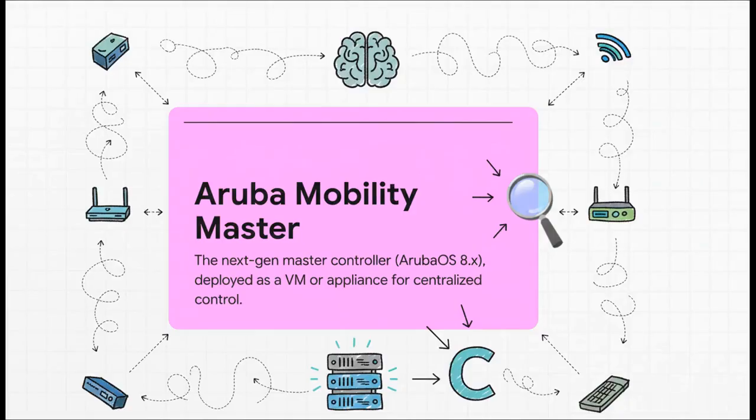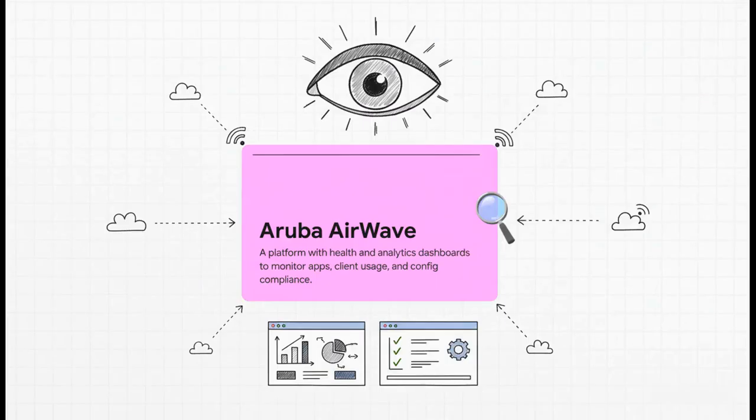So for those big controller-based networks, especially if you're on Aruba OS 8 or newer, the Aruba Mobility Master is the big boss. Think of it as the conductor of the orchestra. It's this high-powered piece of software, usually running as a VM, that sits at the very top and orchestrates everything, giving you one central place to manage your entire wireless world. Then you've got Aruba Airwave. If the Mobility Master is the brain, Airwave is the eyes and ears. This platform is all about visibility.